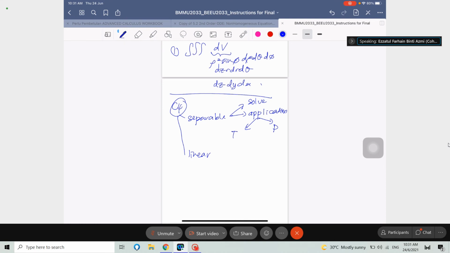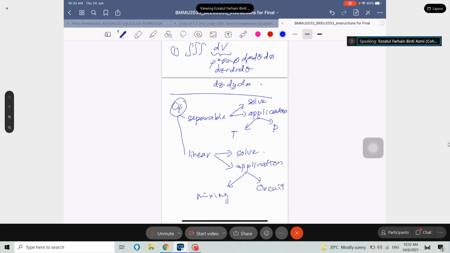Okay, for linear, again, you also need to know how to solve. You can have the formulas with you. For applications, you have two applications, which are the mixing problem and another one is circuit, right? Circuit. Then temperature and population.